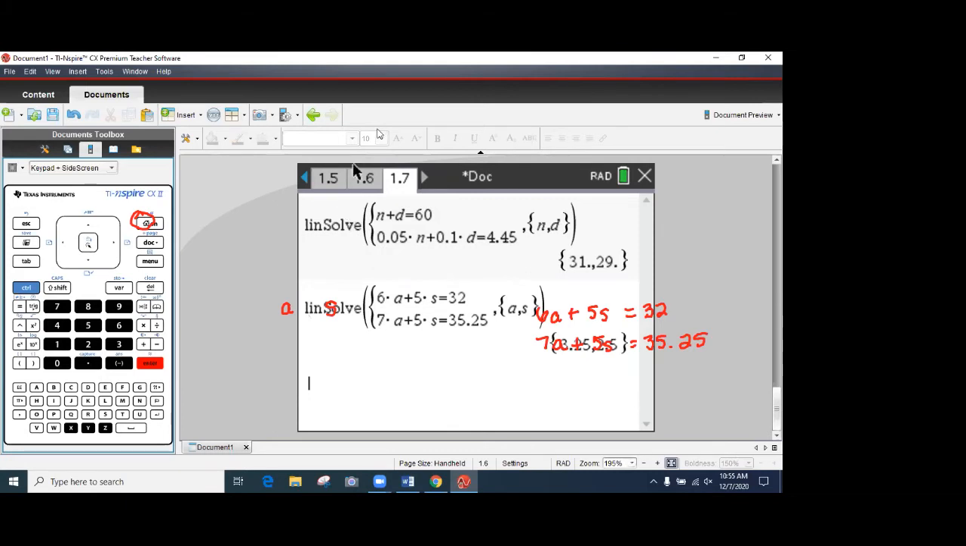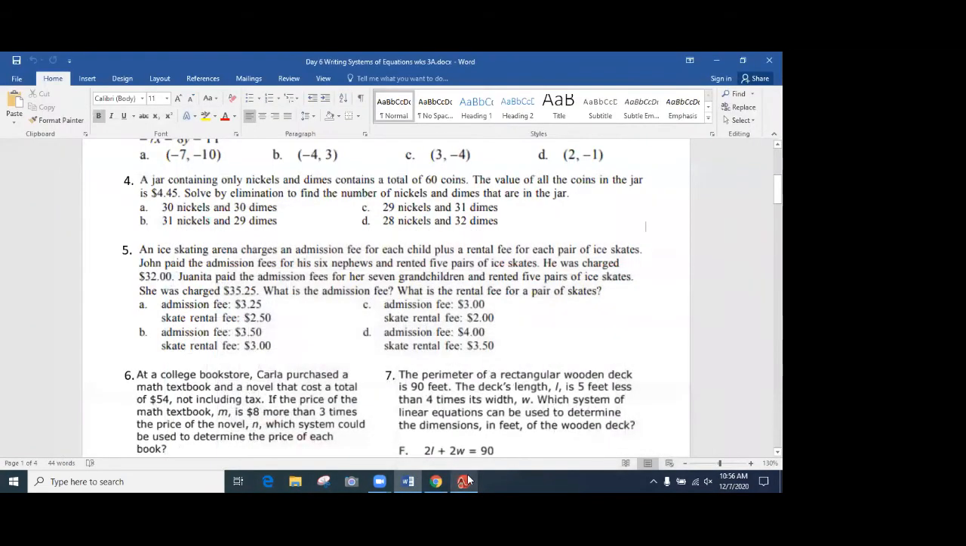Now, here's what I like about this. I'm going to clear all this. Once again, you may not know when you look at this which one was A and which one was S, and it tells you right here, A was first. So the A was the admission fee. They're saying the admission fee must have been $3.25. So we go back here. Which one had an admission of $3.25? A.